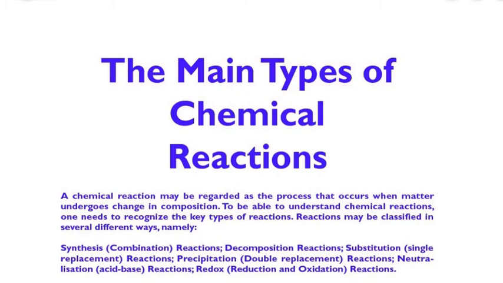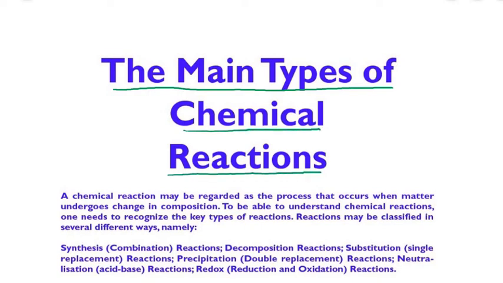So the main types of chemical reactions, right? Let us try to understand what is actually a chemical reaction. A chemical reaction is regarded as a process that occurs when matter... What do you mean by matter? Anything that occupies a space and has mass is called matter, right?